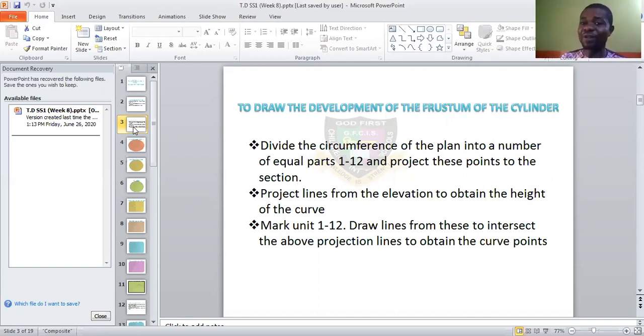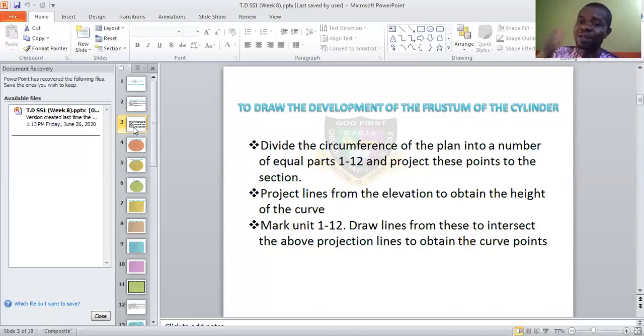Divide the circumference of the plan into a number of equal parts, 1 to 12, and project these points to the section. The section is seen at this side or at this side. The left-handed person can project to this side. The right-handed person can project to this side. That's what we call the section. Project lines from the elevation to obtain the height. The height is done when I establish the horizontal line, then you measure the height up.